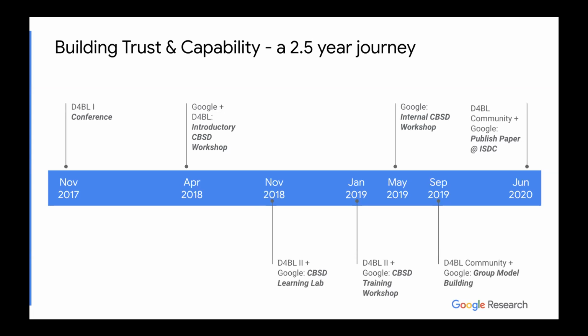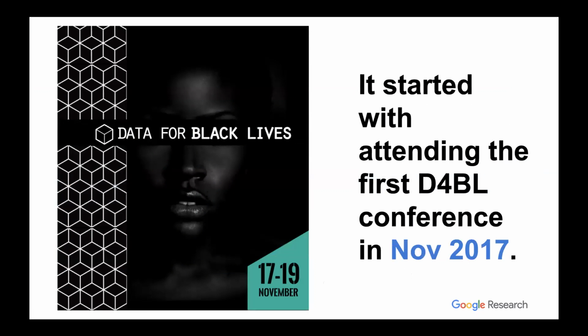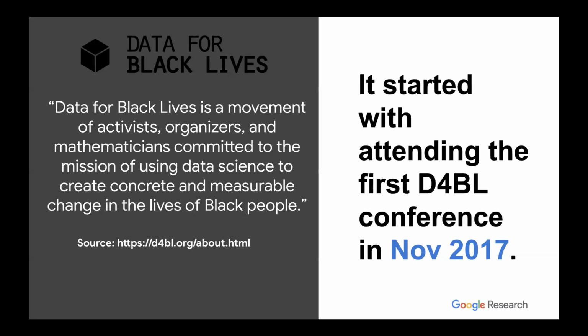And this is all about humans building trust and capability. So you're going to see a lot of pictures of humans and stories as I walk through this. As I said, this started with attending the first Data for Black Lives conference in November 2017. And Data for Black Lives, this is directly from their website, is a movement of activists and organizers and mathematicians that are committed to the mission of using data science to create concrete and measurable changes in the lives of Black people.